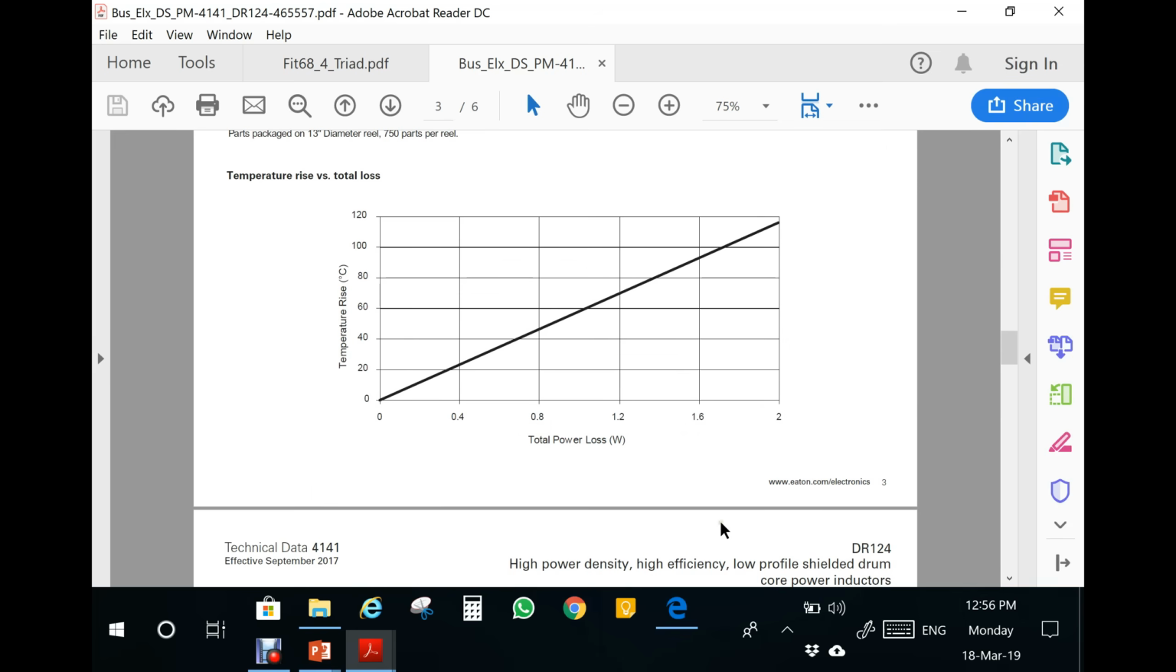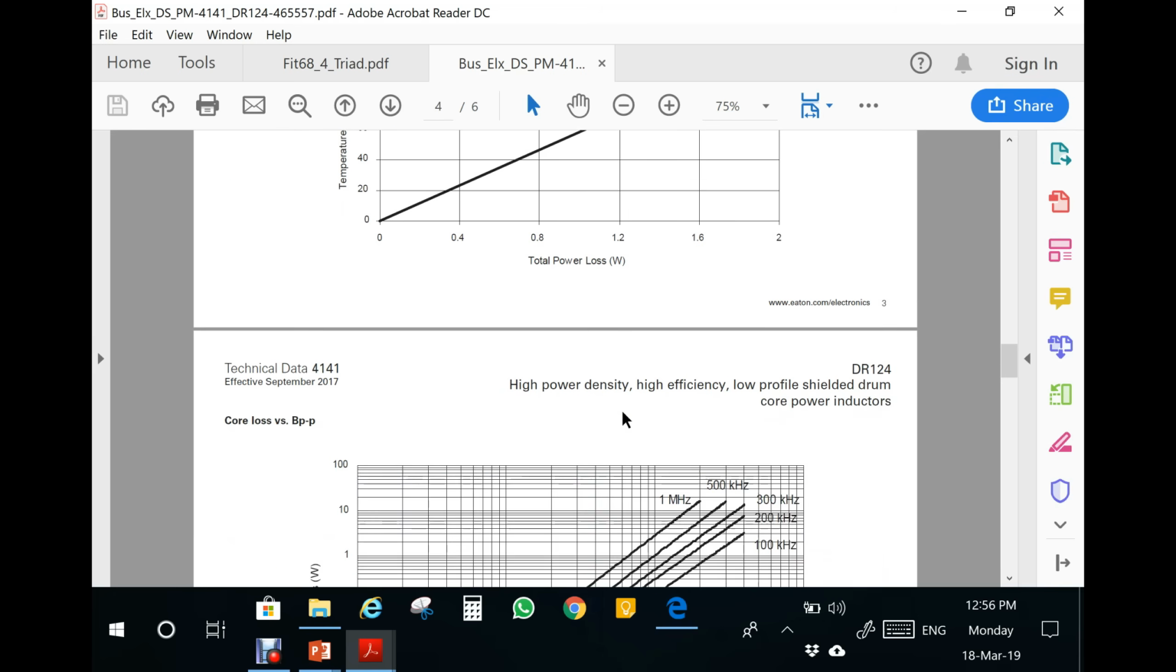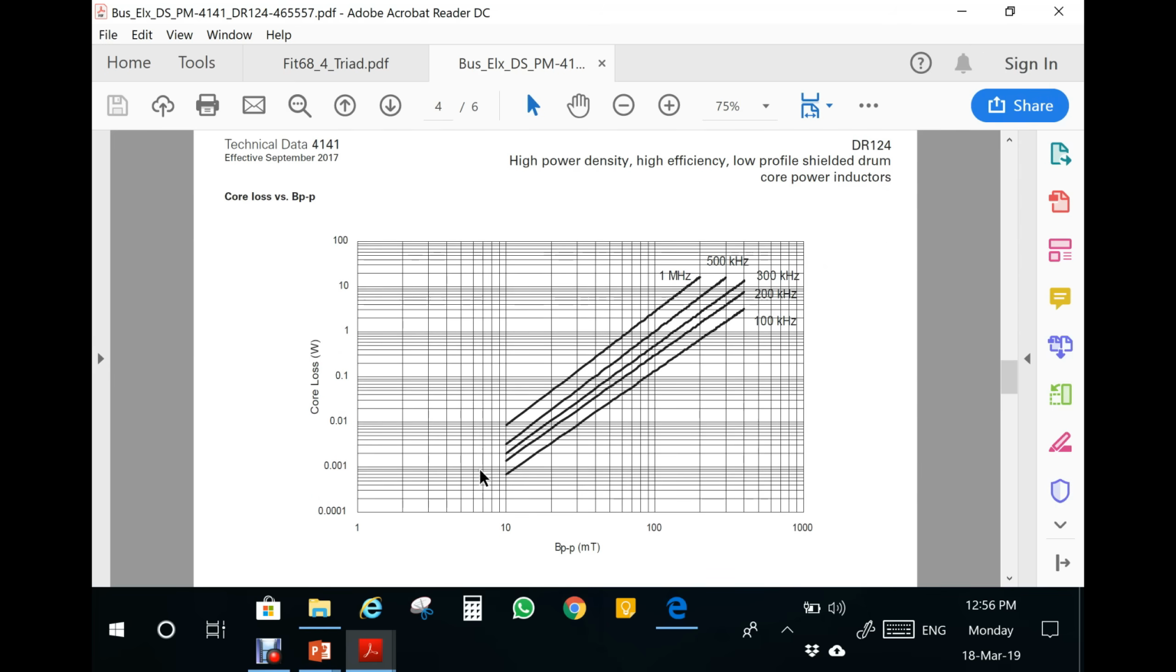They also have the increase of the temperature as a function of the total power loss. This will be copper plus core losses, so you can estimate the temperature rise. There is no information about the temperature effect of these losses.